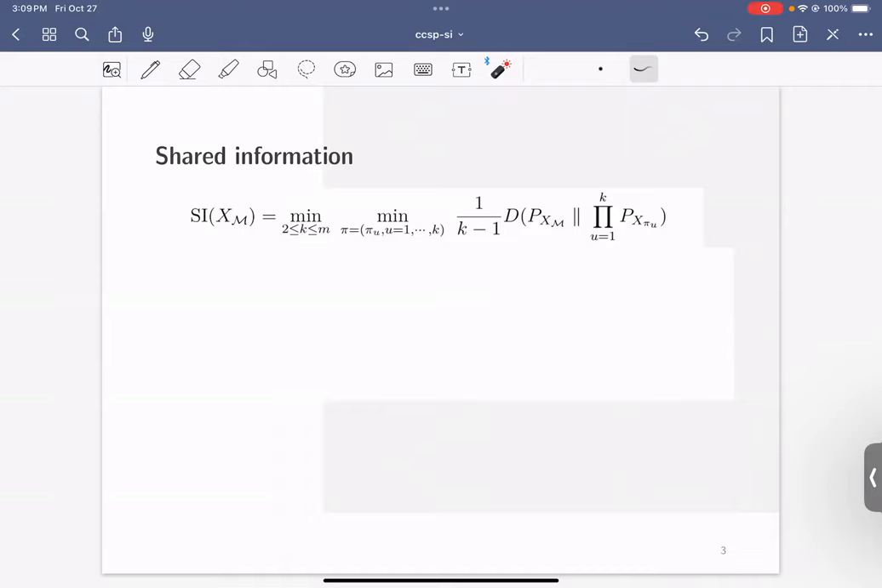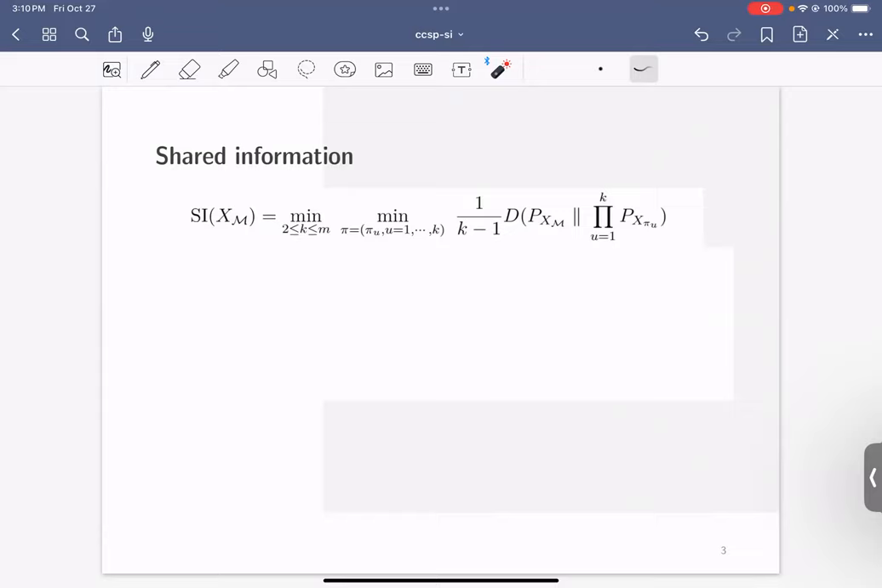So let me spend some time describing what exactly this is doing. One thing to observe here is that the right side of the Kullback-Leibler divergence is like a product distribution. You take these random variables, construct the marginals on these sets pi u, and you product them. And you take the divergence between the whole joint distribution and this product distribution.